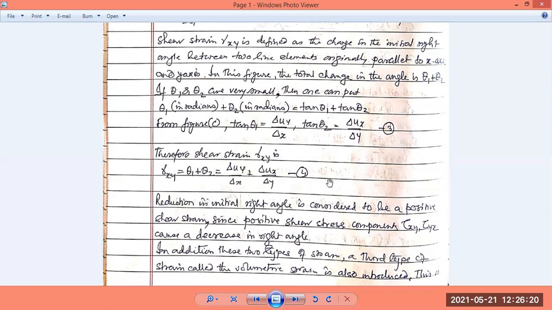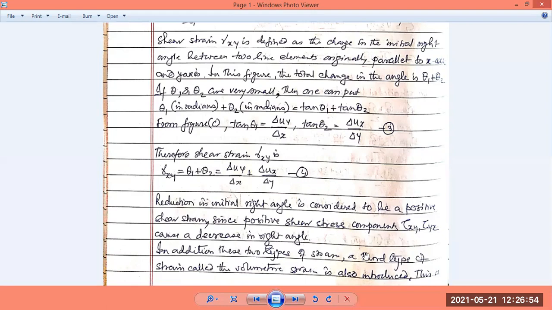Now, what happened? Reduction in the initial right angle is considered to be a positive shear strain, since the positive shear stress components tau xy and tau yx cause a decrease in the right angle itself.